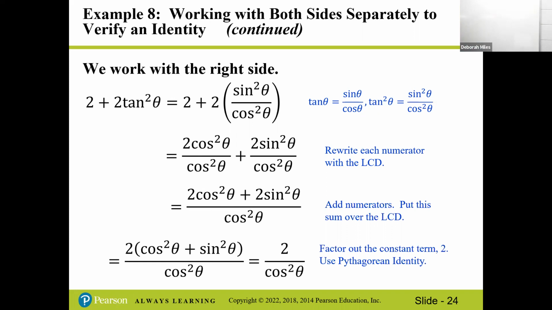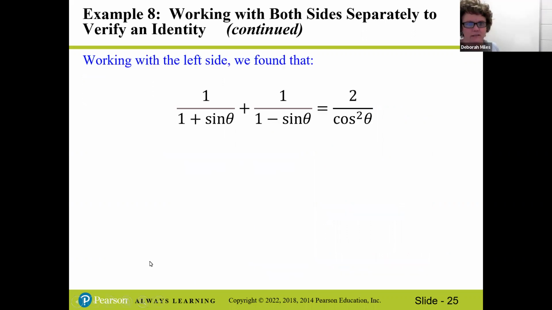Now, the way that it's done in the book, they showed that the left-hand side equals 2 over cosine squared, and the right-hand side equals 2 over cosine squared. Therefore, the left-hand side equals the right-hand side. We just saw that there was a way that we could have gotten around that.